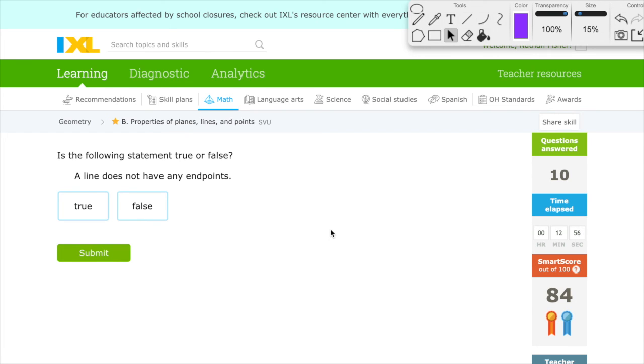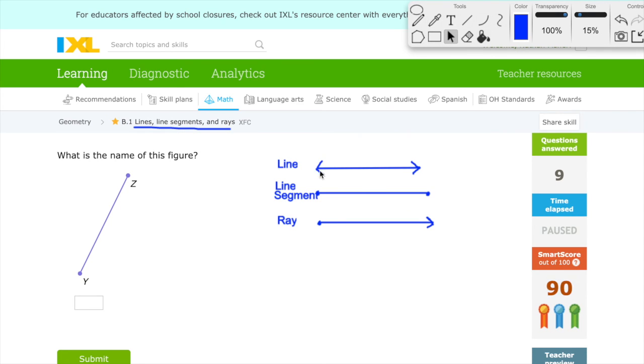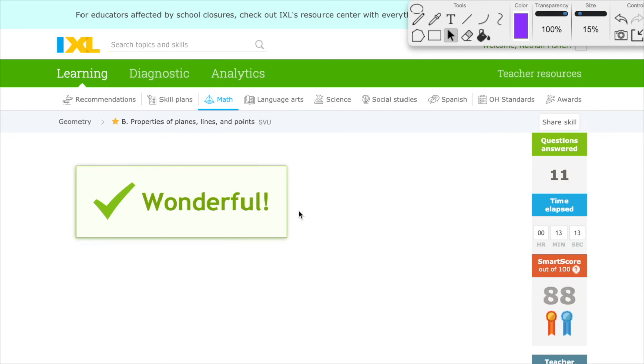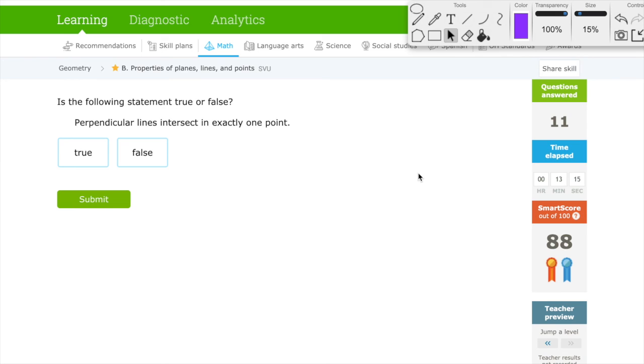And then let's do this one as a wrap-up point. Here, a line does not have any endpoints. We know a line with the arrow on each side means it goes on forever. So that's true. It doesn't have endpoints. Alright, so we'll call it there. Hopefully this helps and kind of opens the door for you going into our next kind of math with geometry.